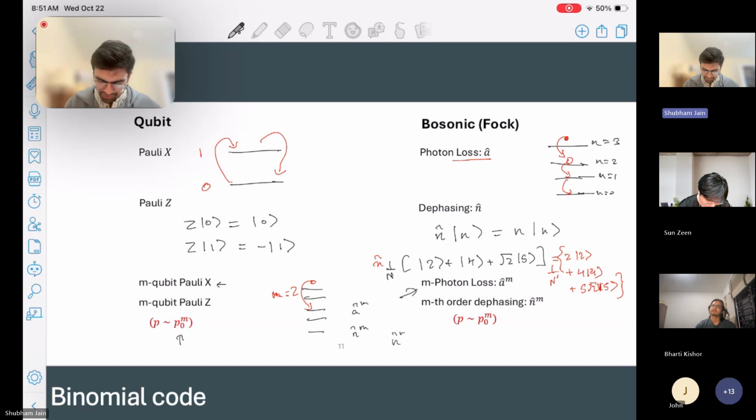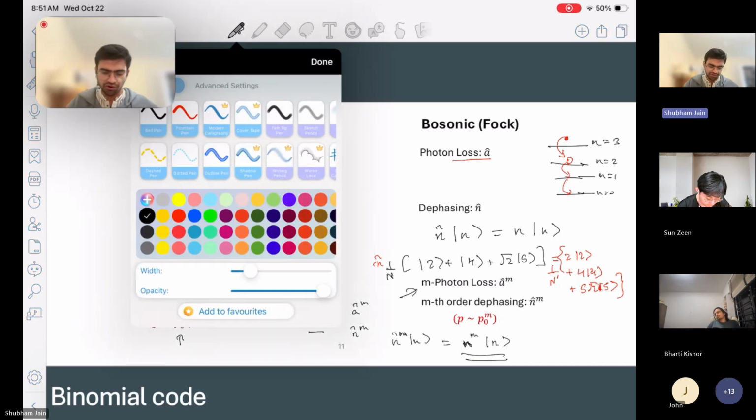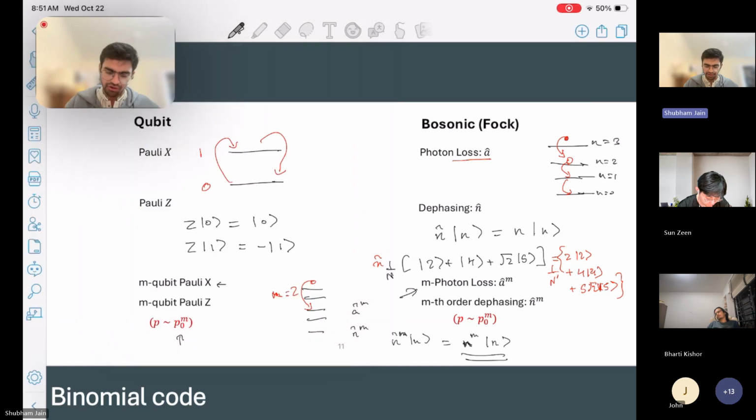The action again is very simple. It's just the photon number exponentiated by m. So this is a much harder error to correct, because the order is higher, and again the probability of these things would decay exponentially with m. So this is sort of the analog of multi-qubit Pauli errors in the bosonic world. And these are the two major sources of error that we're going to work with in bosonic error correction, which is photon loss and dephasing.